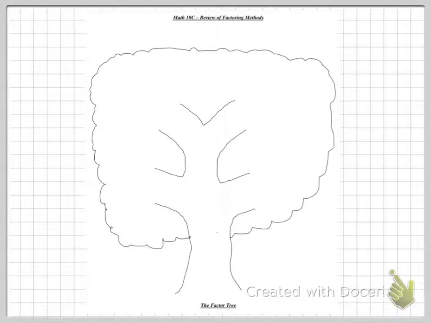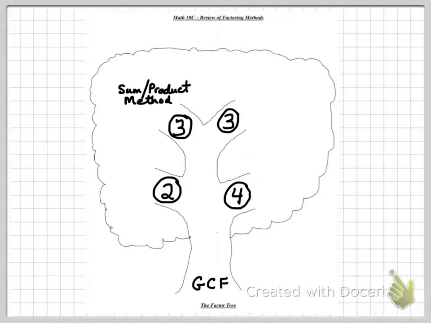Today in Math 10C, we're looking at the last topic in Chapter 3, and that's 3.8 on factoring difference of squares and factoring by grouping. So let's start again with our factor tree and just keep going.